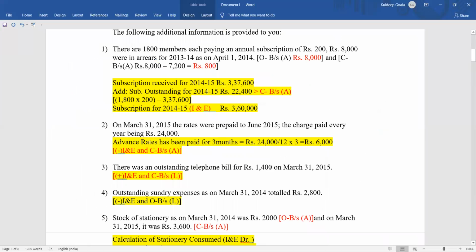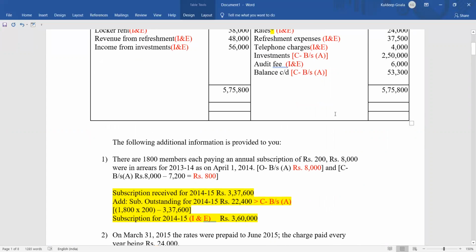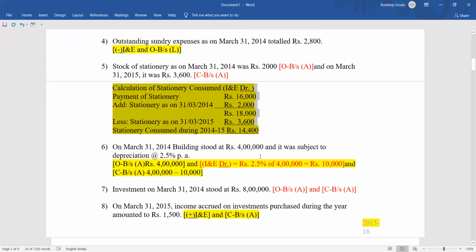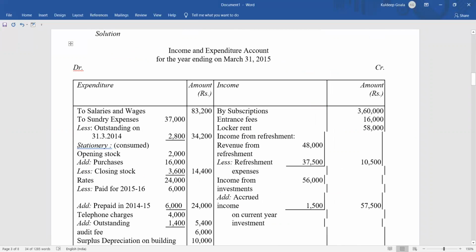You just need to do it very patiently, otherwise it will be difficult for you to understand. The next income and expenditure item is stationery of 16,000. So we have done the calculation. Just see the calculation, and as a whole we can put it. What is that calculation for stationery consumed? It is 14,400. So we can directly put that with the adjustment. Stationery consumed, we just mentioned it.